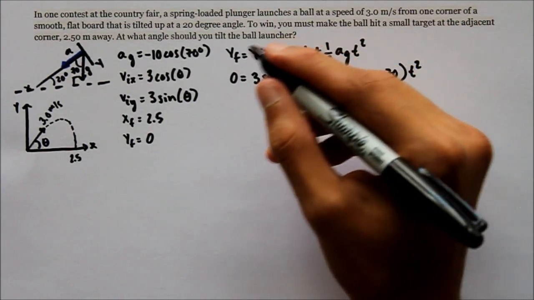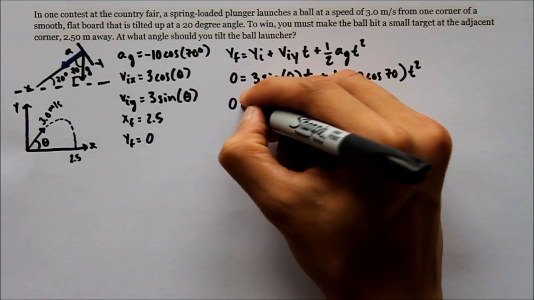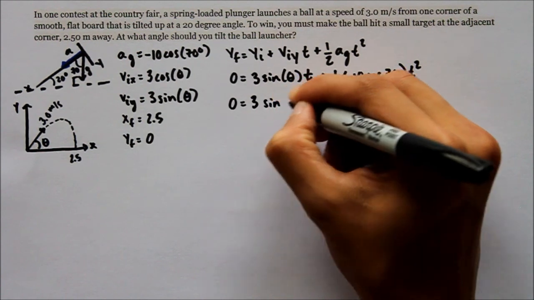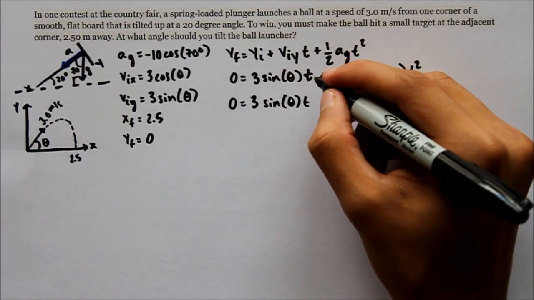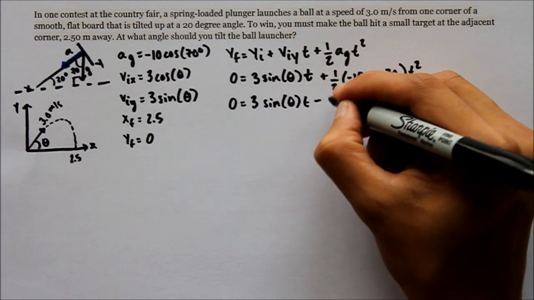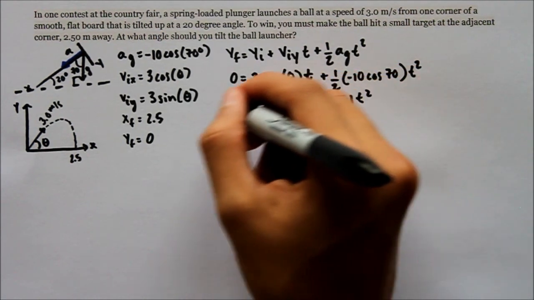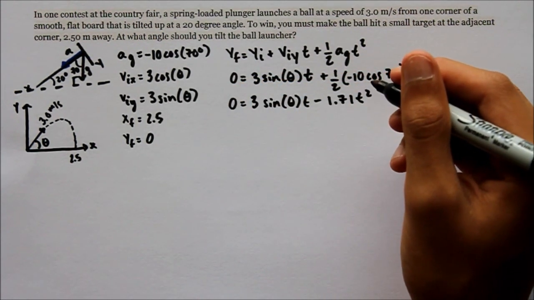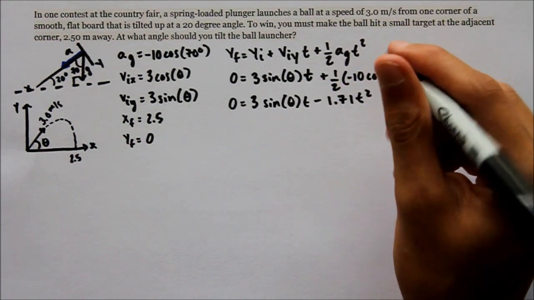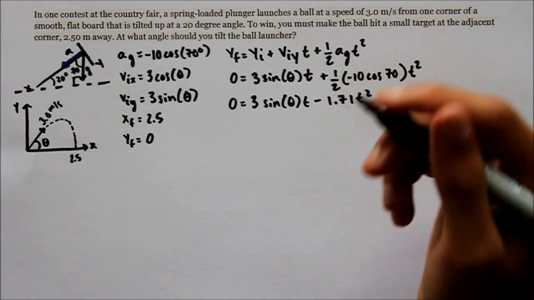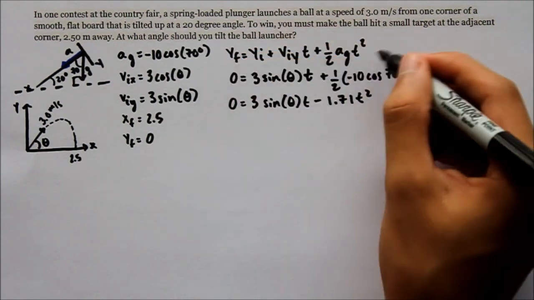Now when you simplify this out, meaning just put this stuff into your calculator, you're going to get 0 equals 3 sine theta t minus 1.71 t squared. Now this equation, we want to set it in terms of t, so we have a value for t in terms of theta. So later on we can put that into our x kinematic equation.